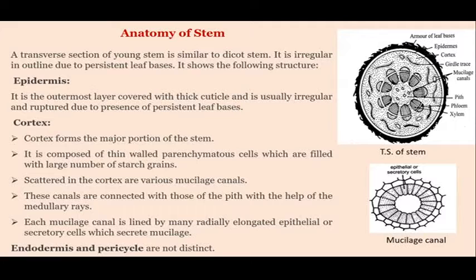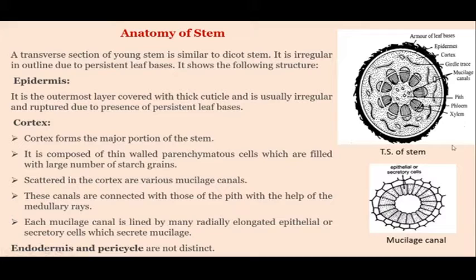The cortex is composed of thin-walled parenchymatous cells which are filled with a large number of starch grains. Scattered in the cortex are various mucilage canals and leaf traces. The mucilage canals are connected with those of the pith with the help of medullary rays. Each mucilage canal is lined by many radially elongated epithelial or secretory cells which secrete mucilage. Endodermis and pericycle are not distinct.